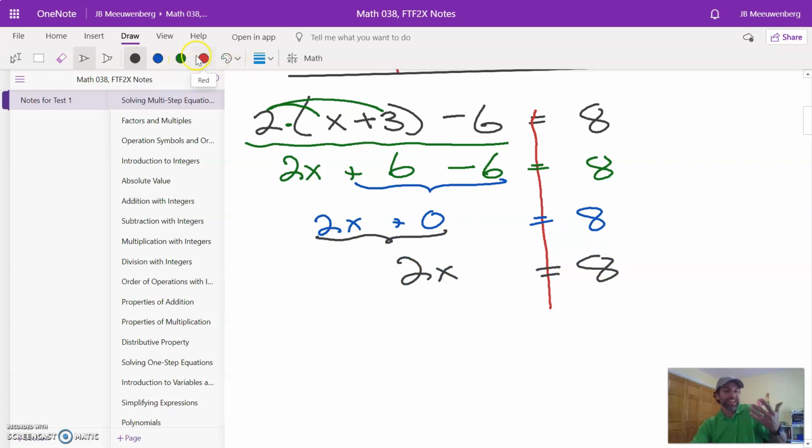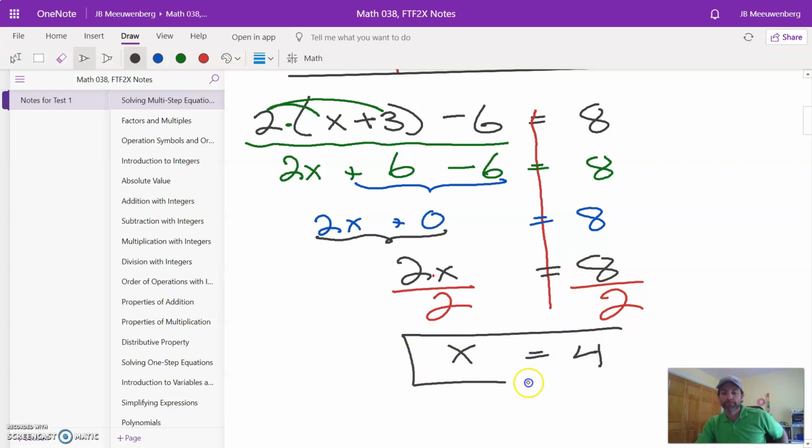And now we're kind of at a situation like the last problem. 2 times our variable means we have to divide by 2. Divide by 2. And we get a solution of x equals 8 divided by 2 is 4. And there we go. And if we substitute 4 back in here, that would give us a true statement.